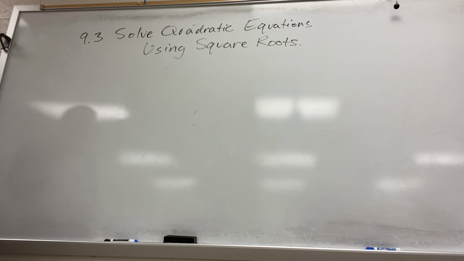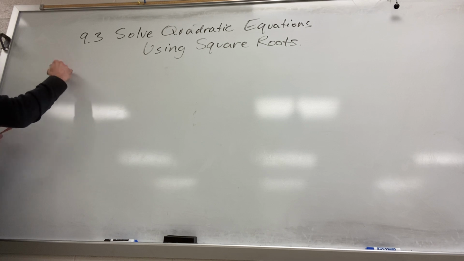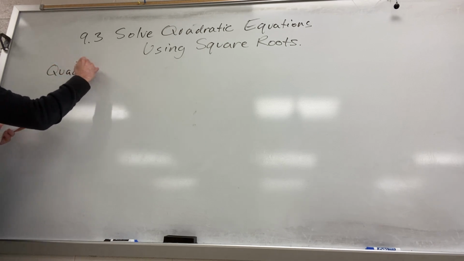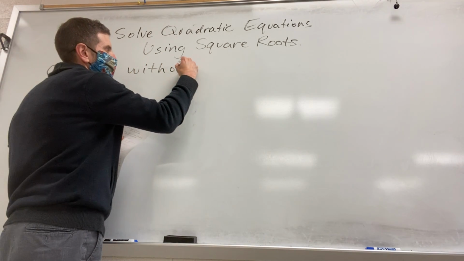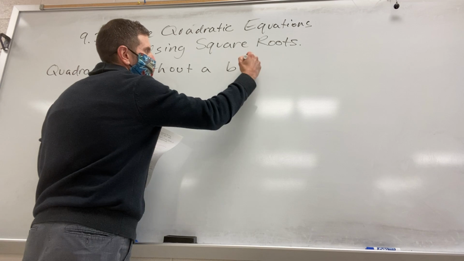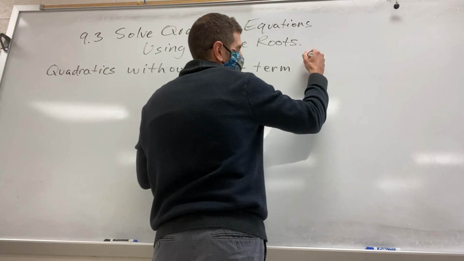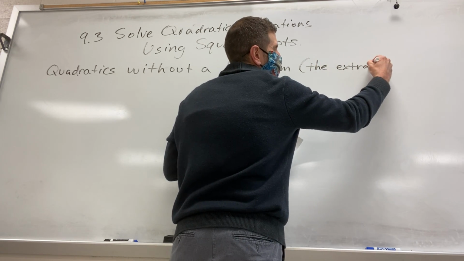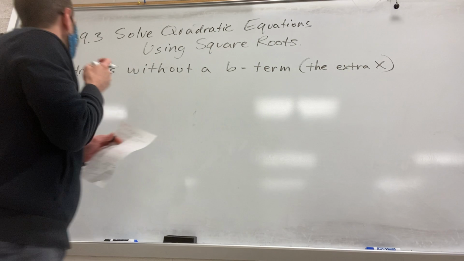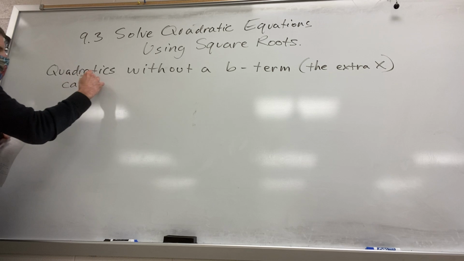All right. So yeah, solve quadratic equations using square roots. And here's the only thing I need to explain maybe, is that quadratics without a b term, and by the way, that's like the extra x, right? Yeah. Extra x. So quadratics without a b term can be solved using square roots.